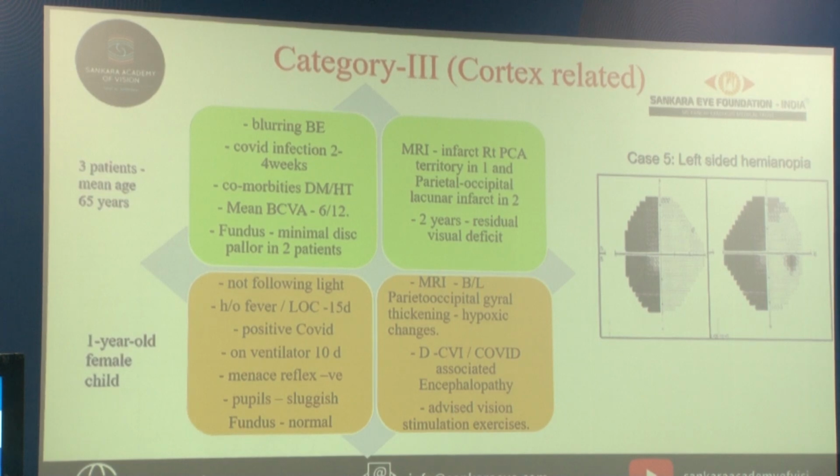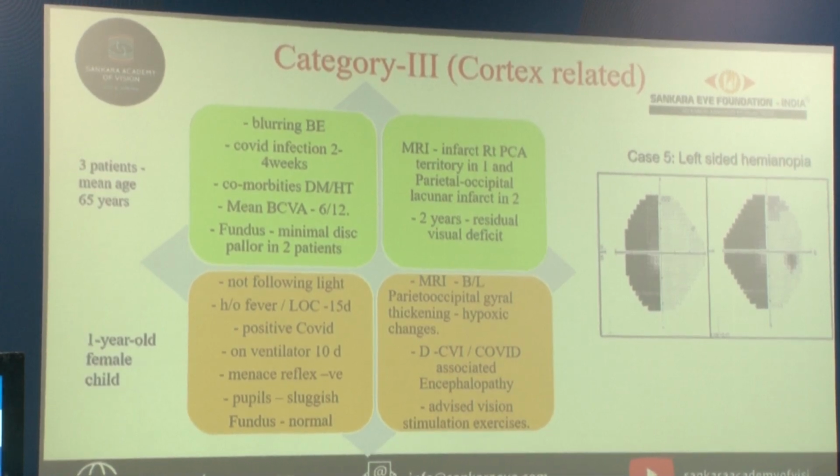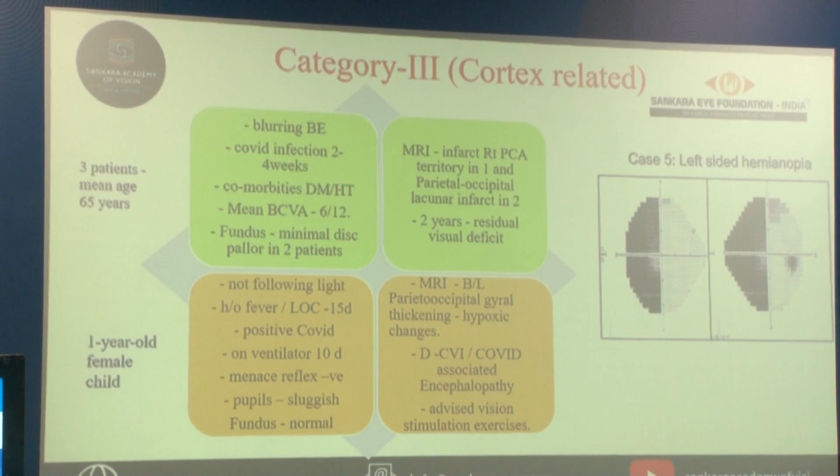3 of them were adult patients with a mean age of 65 years, who had cortical vision loss. 2 of them had parieto-occipital lacunar infarcts, and 1 had an infarct in the right PCA territory. All of them ended up having a residual visual deficit even after 2 years of follow-up.